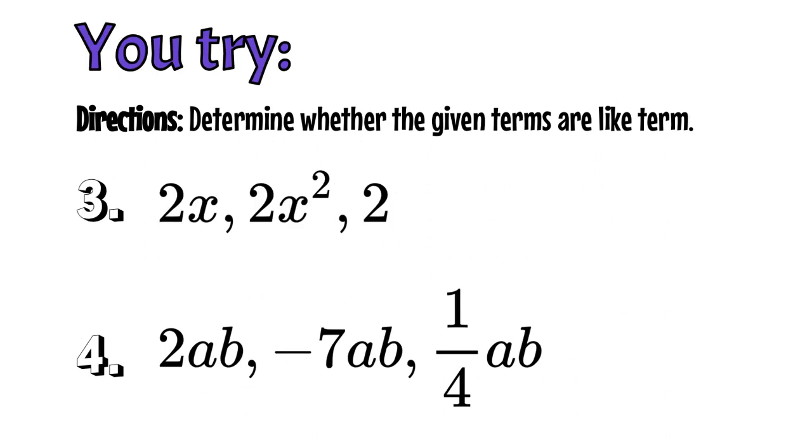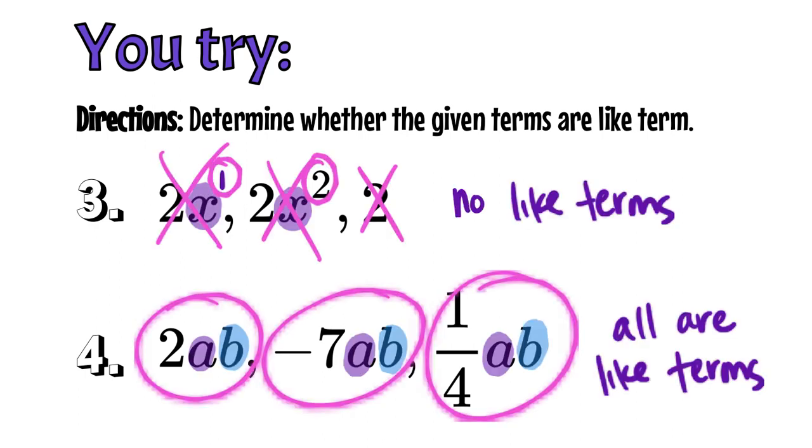Now it's your turn to try some examples. Pause the video and determine whether the given terms in numbers 3 and 4 are like terms. Hopefully you are able to recognize that in number 3, we have x to the first power in the first term, x squared in the second term, and we don't have a variable in the third term. Therefore, in this example, we have no like terms.